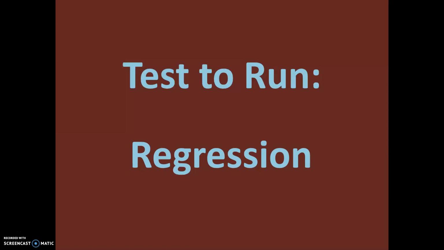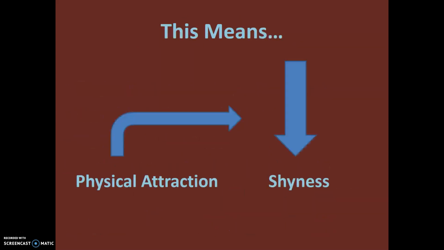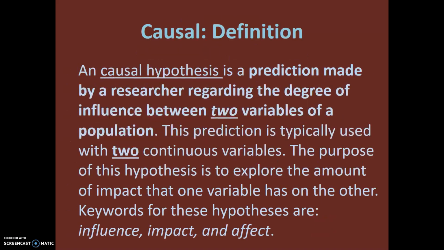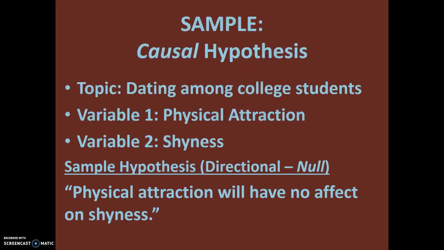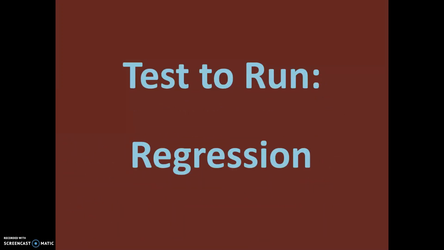In this case, for causal hypotheses, the type of analysis that we would run in SPSS would be called a regression. The regression is what's used on a causal hypothesis. So when you see those key words, influence, impact, and effect, we know that the correct test for us to run would be the regression. So in SPSS, when you see those clues, you know that a regression is the type of analysis that you're looking for, and you're going to make sure that there's an independent and a dependent variable for that analysis.